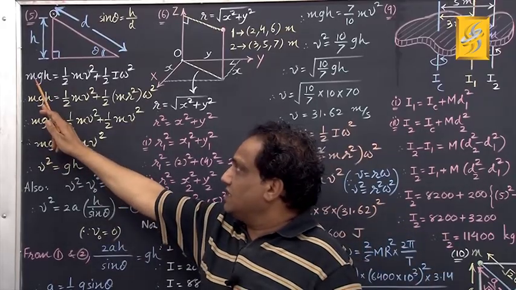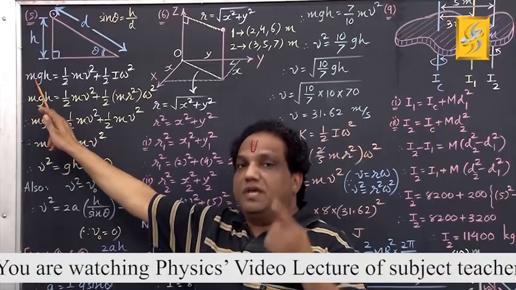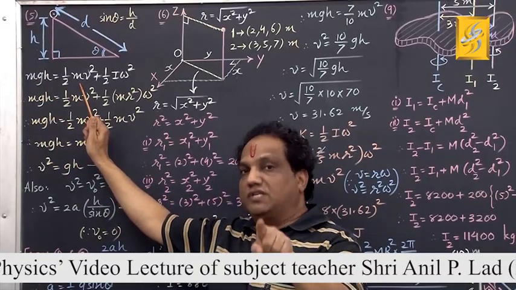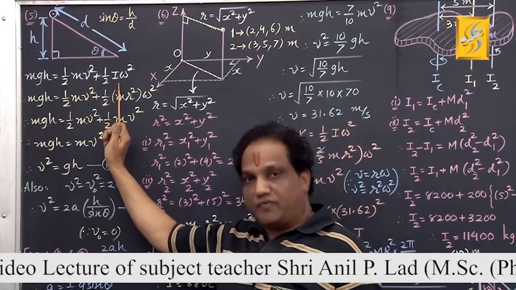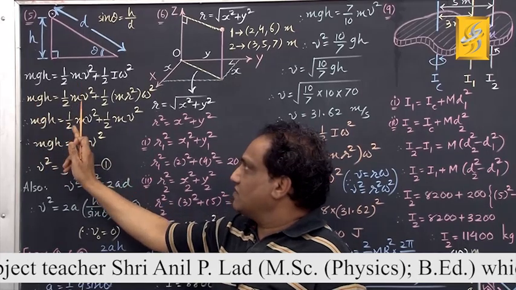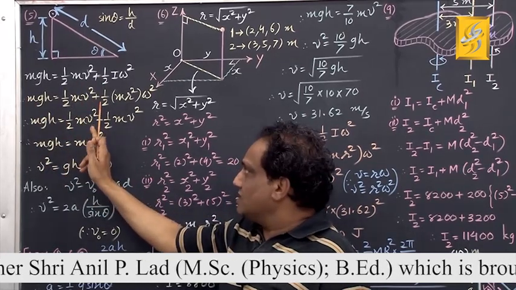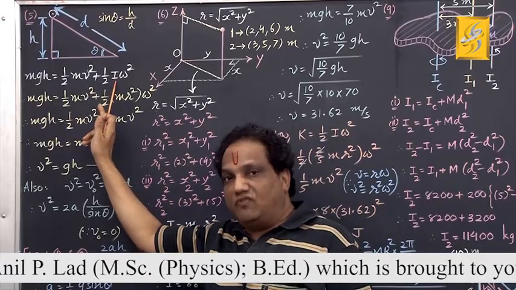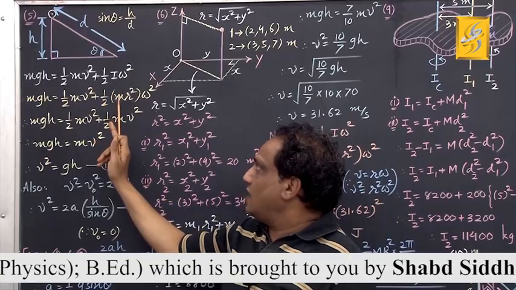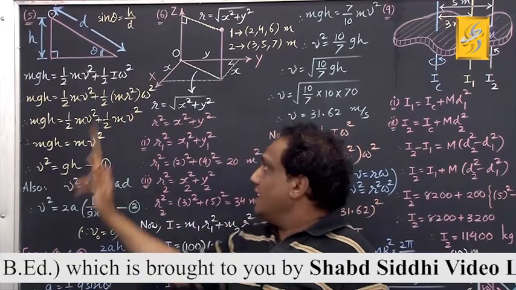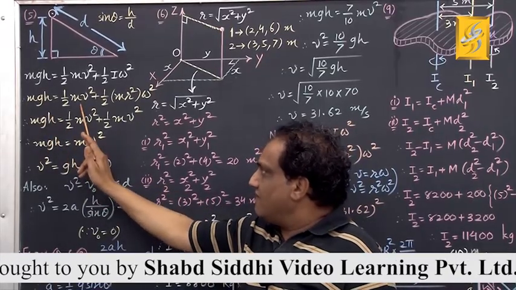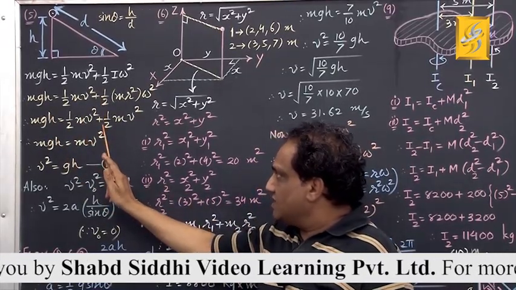Decrease in potential energy is by amount mgh, increase in linear kinetic energy is half mv square, increase in rotational kinetic energy is half I omega square. Fine. mgh as it is, half mv square as it is. What about capital I? Moment of inertia for an extremely thin hollow cylinder, I equals mr square. So half I omega square is half mr square omega square.